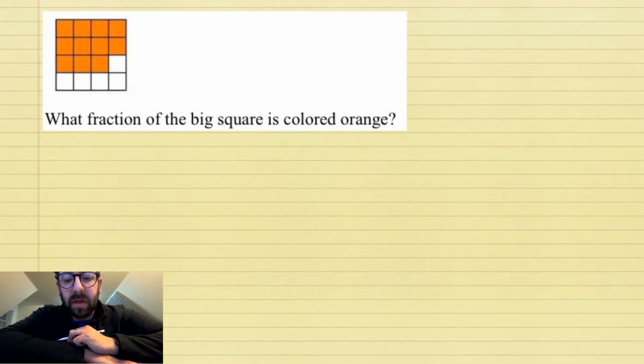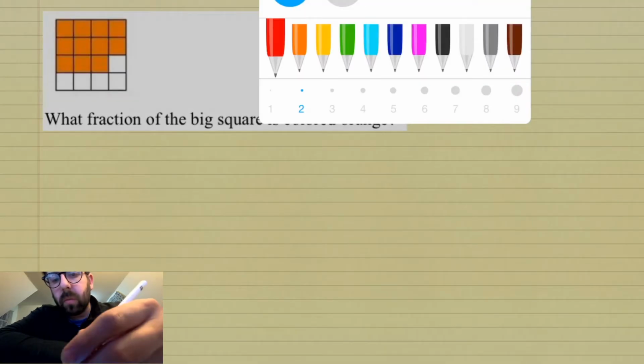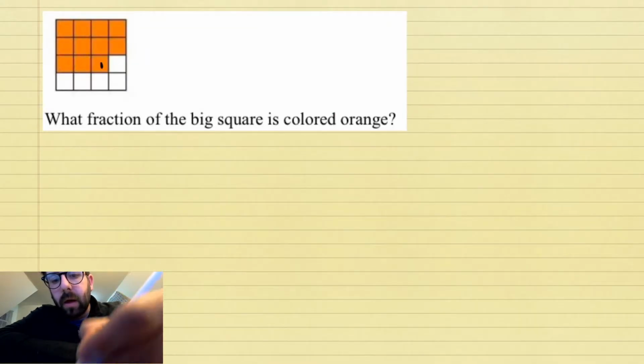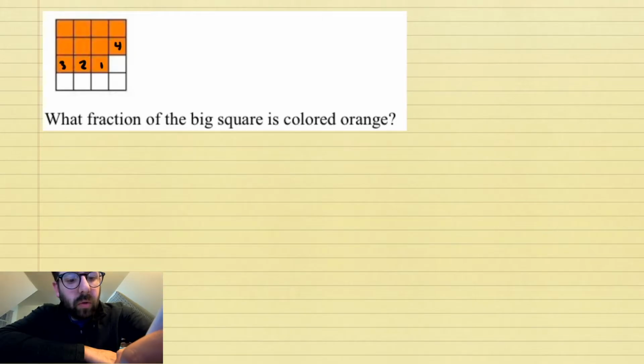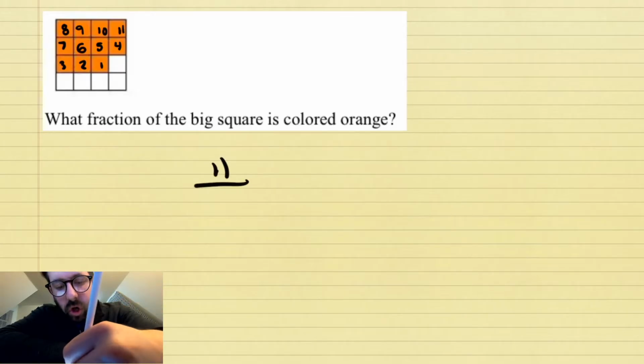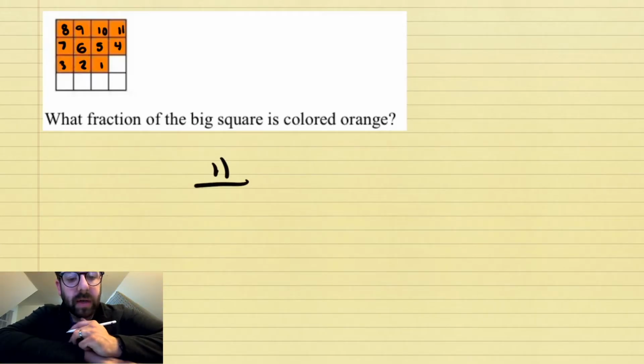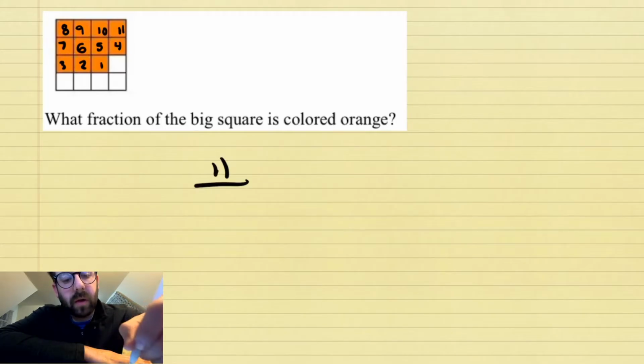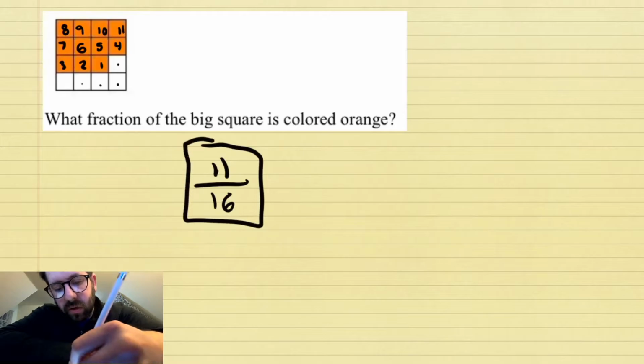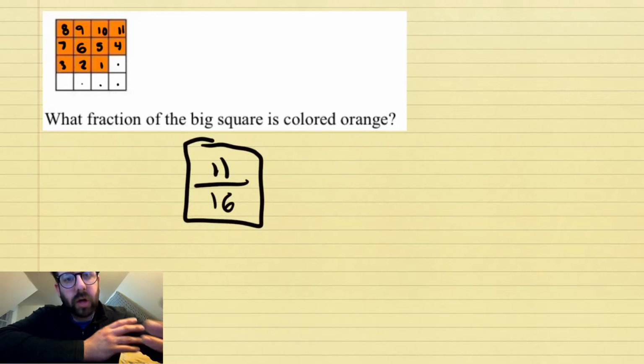What fraction of this big square is colored orange? Okay, so let me change up the color here. So we have 1, 2, 3, 4, 5, 6, 7, 8, 9, 10, 11. So 11 are shown that are in orange. And the denominator is going to be the total number of blocks here. So that we're at 11, 12, 13, 14, 15, 16. There should be 16 total. So there's your fraction. 11 are colored orange out of a total of 16 blocks that are on that grid.